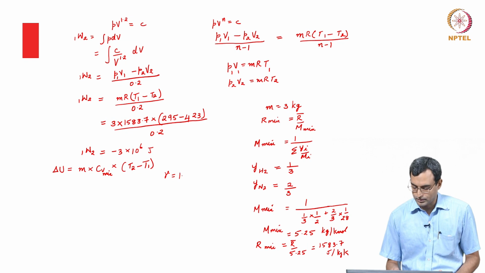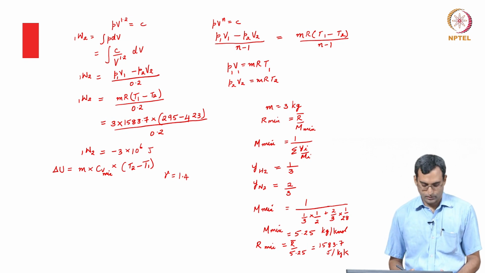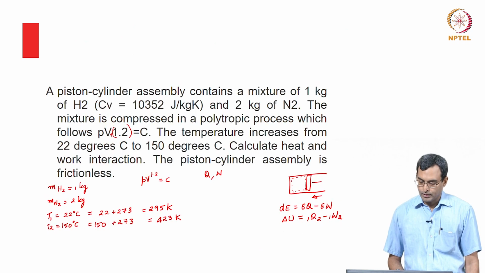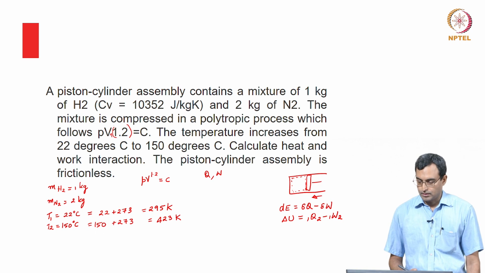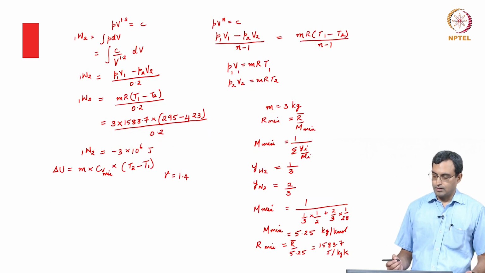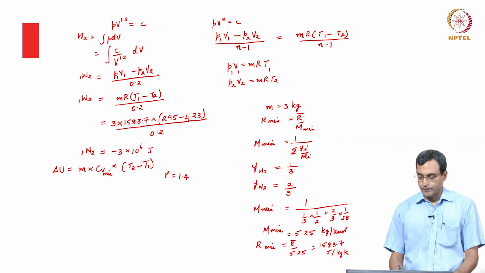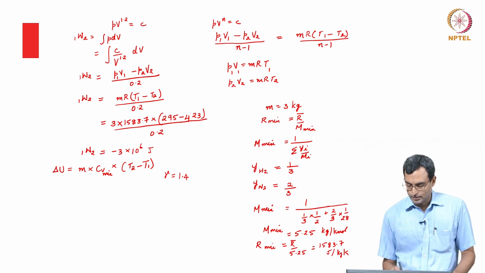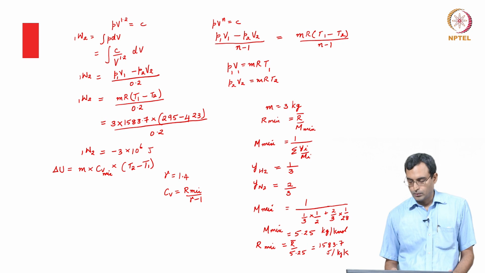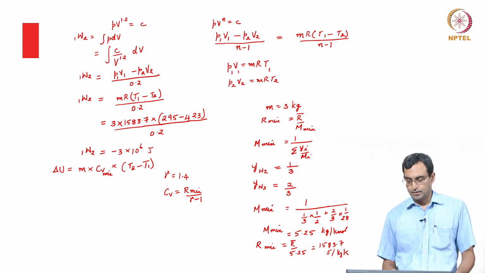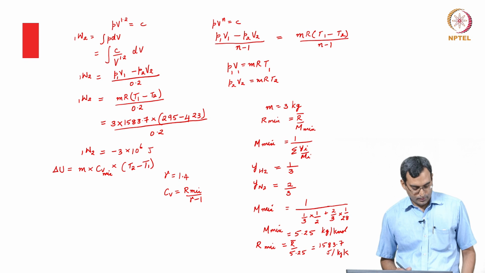The gamma values for both of these would be 1.4, since they are both diatomic gases. So the gamma value is going to be the same. But I am also given the CV of this, so I can use that value. Or, instead, I can use a mixture and say CV is equal to R of the mixture by gamma minus 1, where I take R of the mixture and gamma of the mixture. So, we can maybe do both of them.